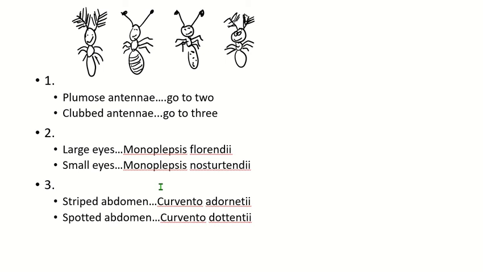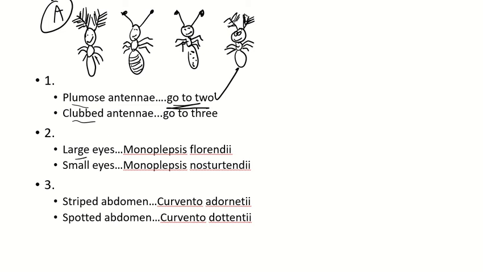But to this one, and they can be far more elaborate than this, of course, you have to look at the instructions. Let's say we were trying to identify species A here. And we start off with 1. Does this have plumose or clubbed antennae? This has plumose. So then we go down to 2 as the directions state.